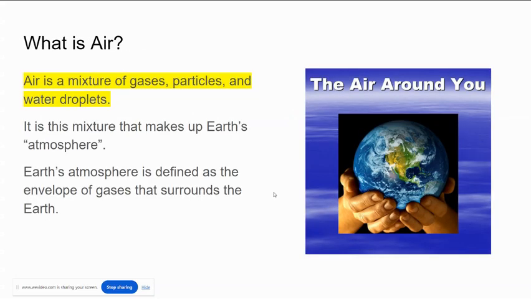We start off by talking about just what is air. So air is defined as a mixture of gases, particles, and water droplets. It is a mixture. It is colorless, invisible, and it's what makes up Earth's atmosphere. So what is Earth's atmosphere? We define the atmosphere as the envelope of gases that surrounds the Earth.